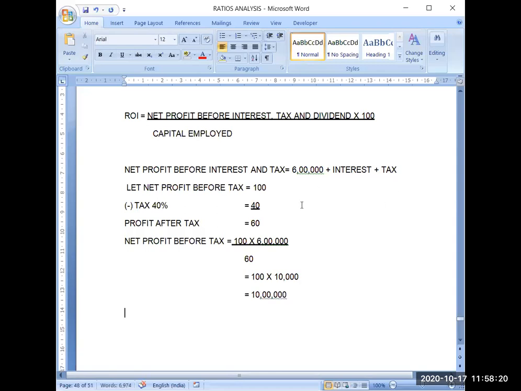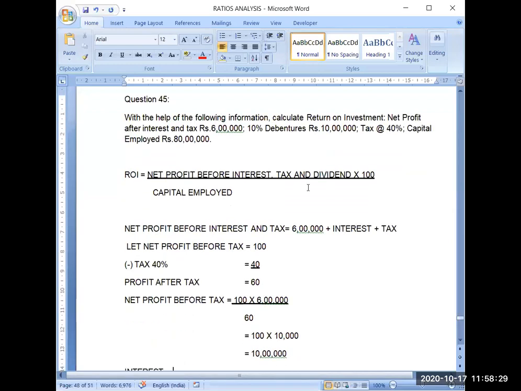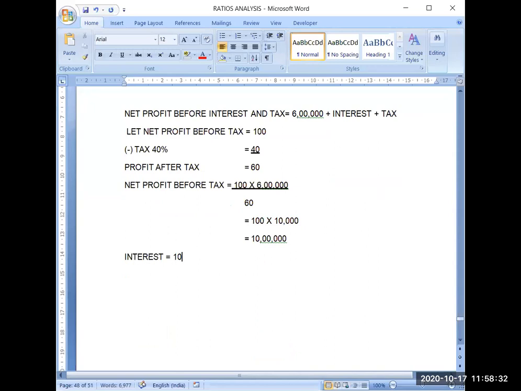Now I can calculate interest. In the question it is given 10% debentures and the amount is given as 10 lakh. So interest is 10% of outstanding debentures. Debentures are 10 lakh, so 10% of 10 lakh, interest will be equal to 1 lakh.